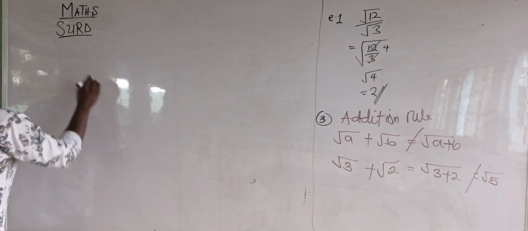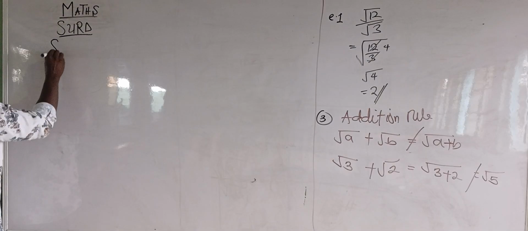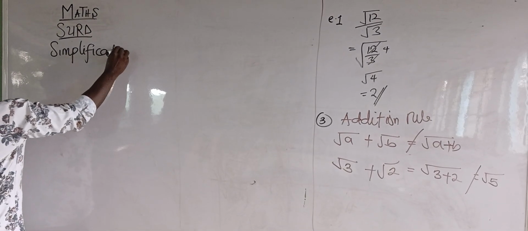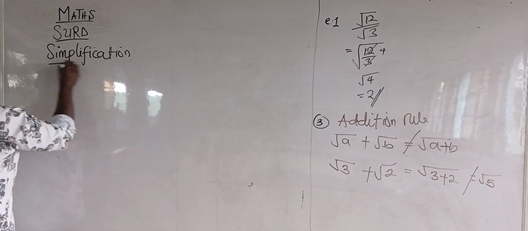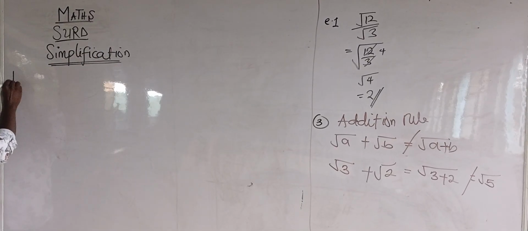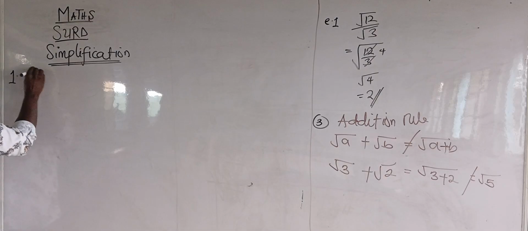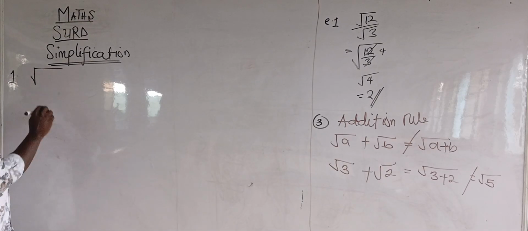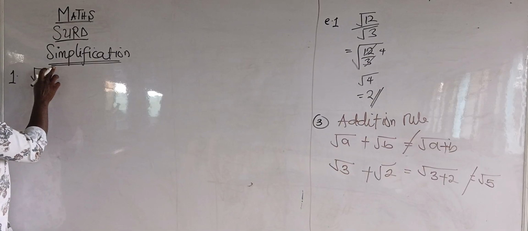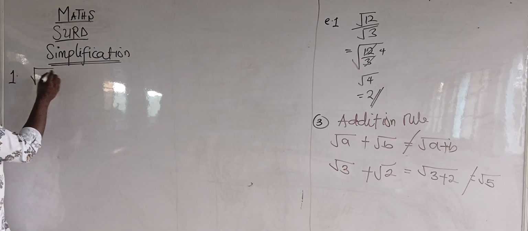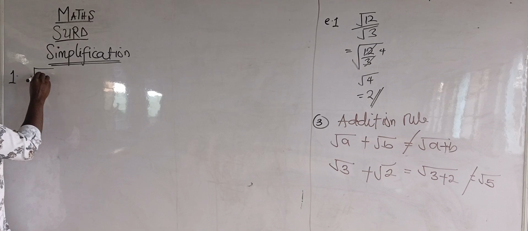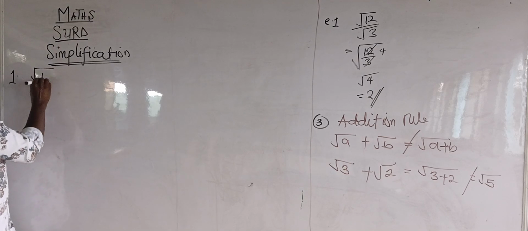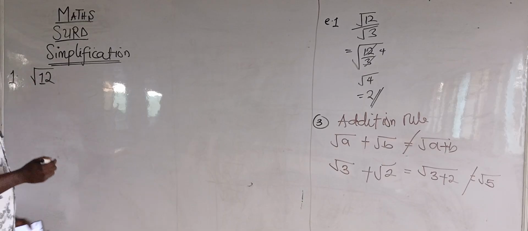Let's talk about simplification of Surds. So we want to simplify Surds now. Simplification of Surds, let's talk about that. Number 1, we are asked to simplify. Let's take the root of 12. We're asked to simplify this.